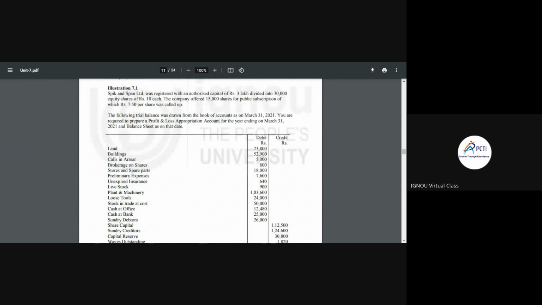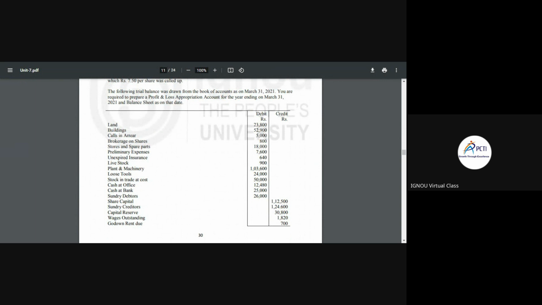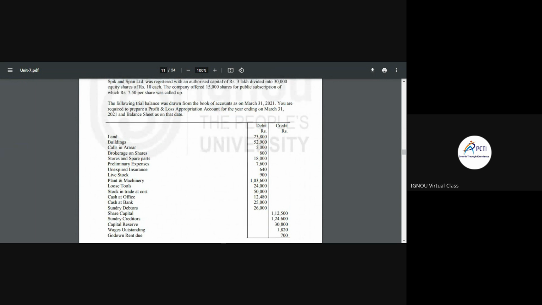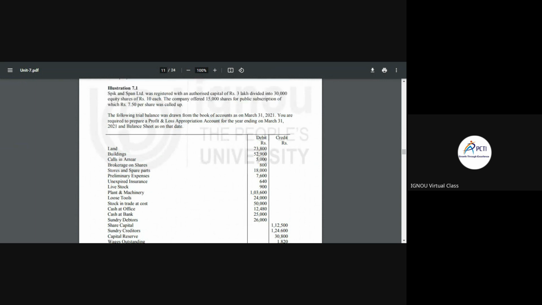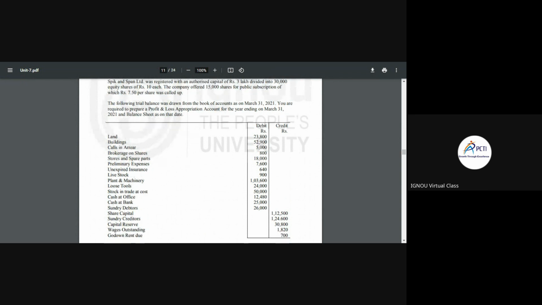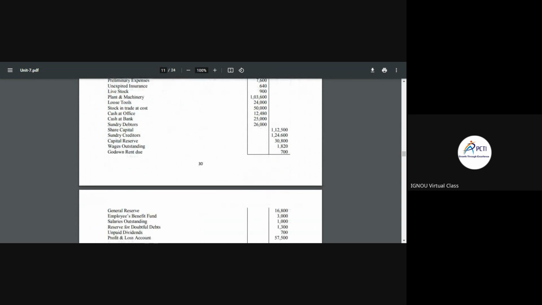Like this, you will get a question in your examination where they give you a balance sheet with many assets and liabilities, and some additional information, like the authorized capital of 3 lakhs divided into 30,000 equity shares of rupees 10 each, and a company offered 15,000 shares for public subscription, of which rupees 7.5 per share were called up. So basically, like this you need to solve the illustration.